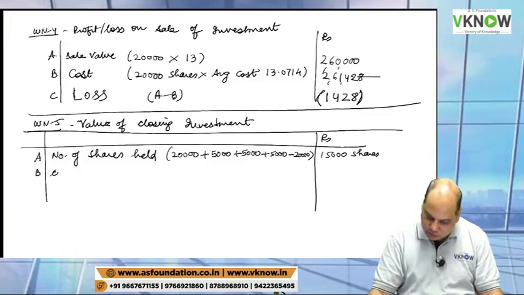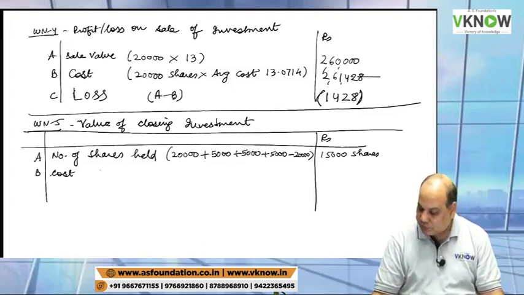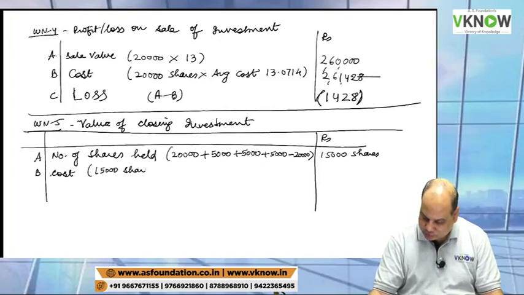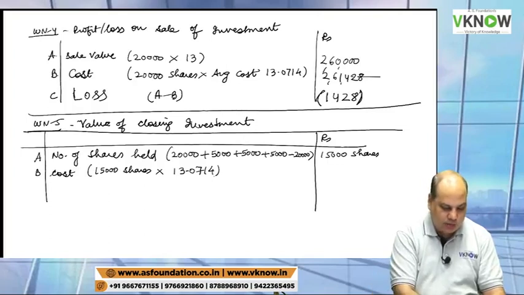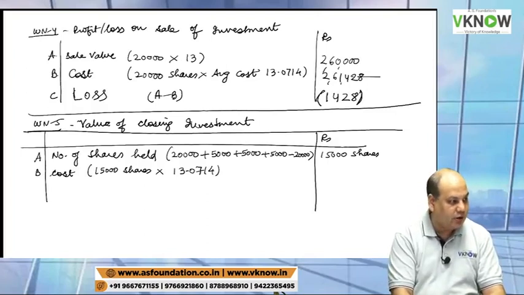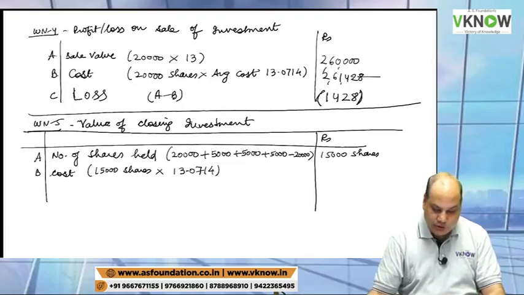B, cost. So the cost I am going to take is 15,000 shares into 13.0714. Kindly multiply 15,000 into 13.0714. 1,96,071.